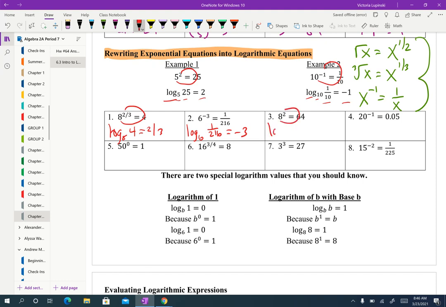Here for number 3, start with a big log, then a small 8, regular size 64 equals 2. And one more time, log base 20 of 0.05 is equal to -1.